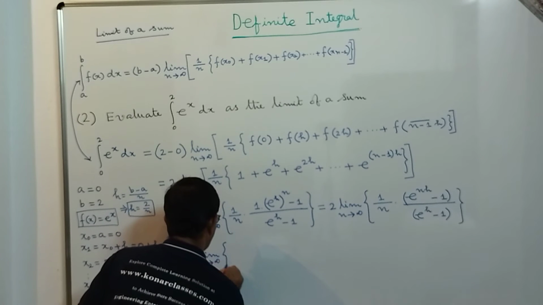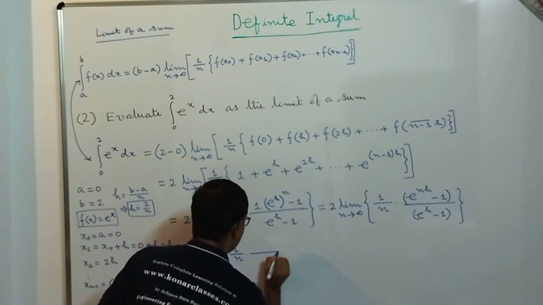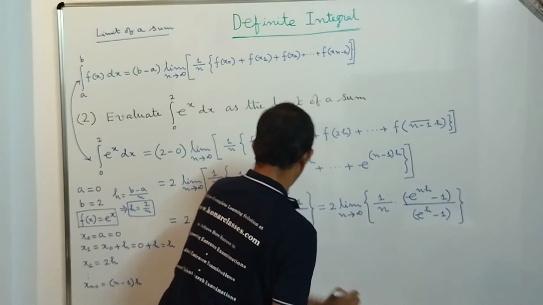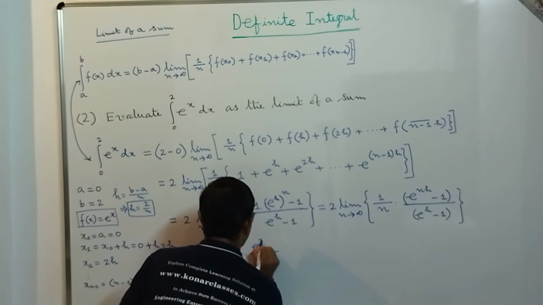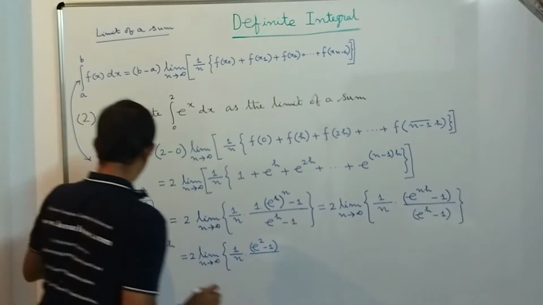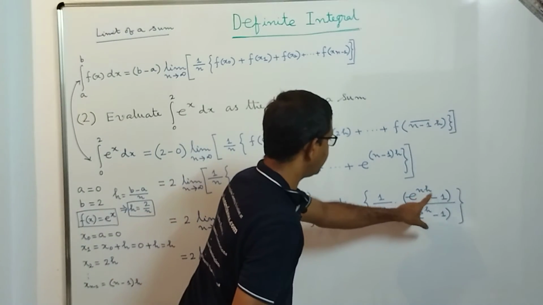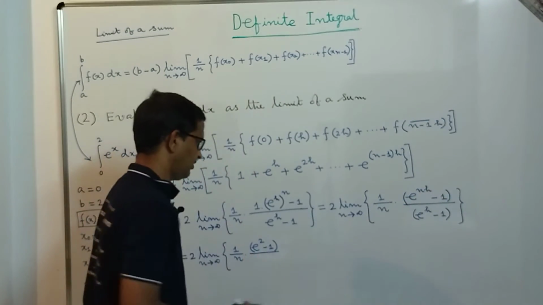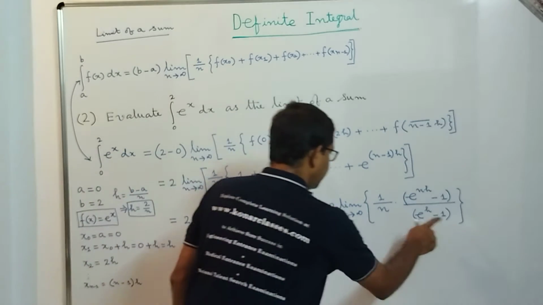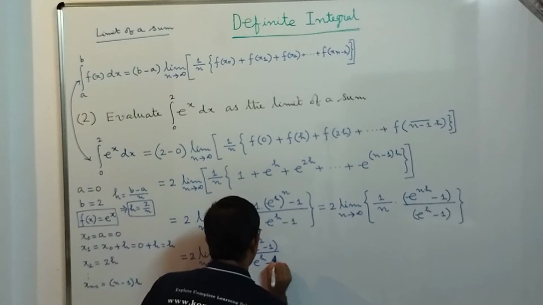What we get: 1 by n into, in the numerator, e power 2 minus 1. How come? nh is equal to 2, h is equal to 2 by n, that means nh equal to 2. So hence e power nh minus 1 means e power 2 minus 1, divided by e power h minus 1.